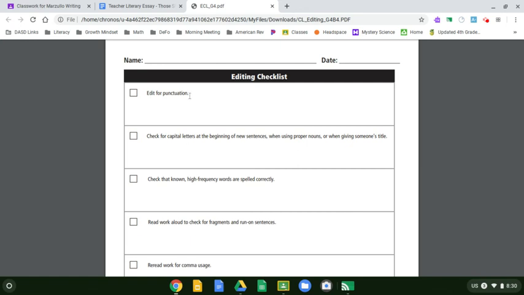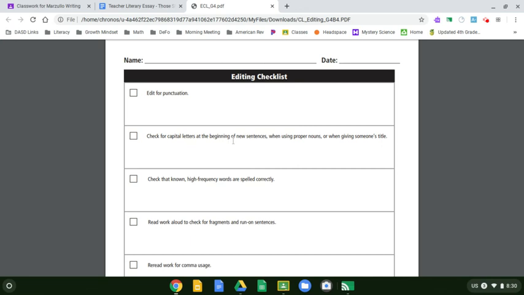I edit for punctuation. Okay, punctuation. Do I have a period? Do I have commas? Am I using quotations if I'm quoting something? Am I using a question mark if I'm asking a question? Okay, like sometimes we're putting in periods where there should be question marks. So we're going to go and check for that.